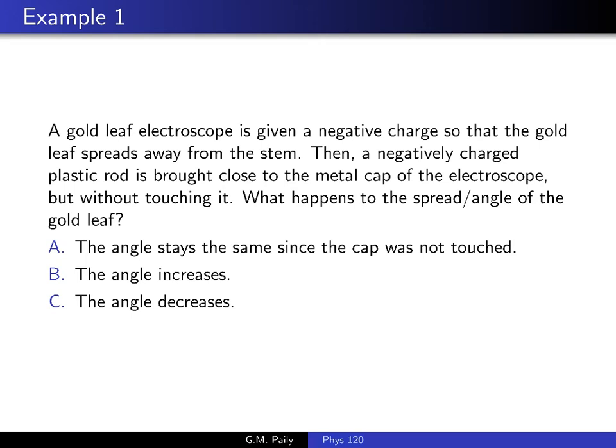So the negative charge on the electroscope moves away from the metal cap and down towards the leaf and the stem of the electroscope. Since the amount of negative charge on the leaf and the stem has increased, there is a greater force of repulsion between the leaf and the stem. And so the angle between the leaf and the stem increases. Therefore, the answer is B.